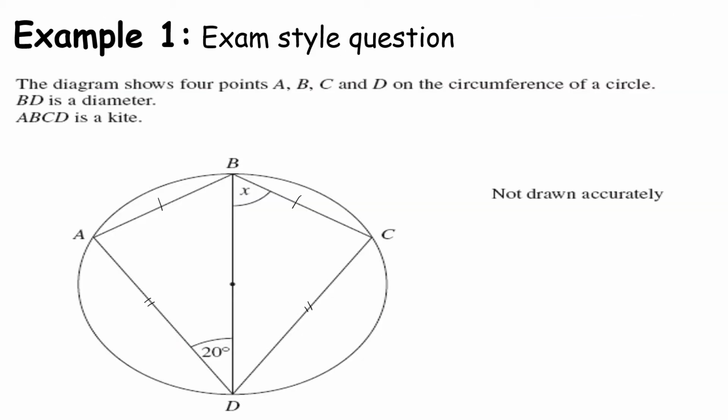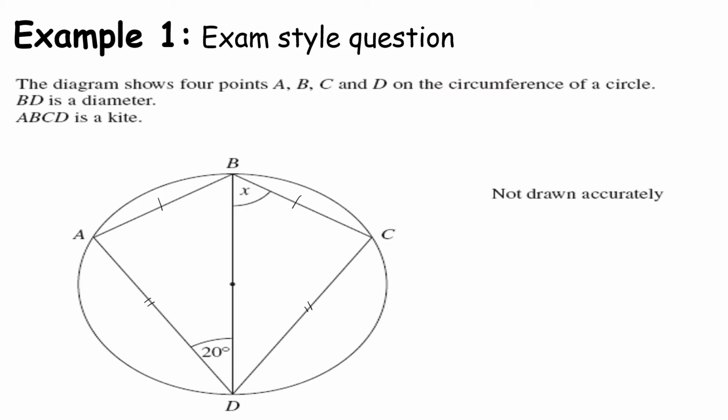Example 1. So this is an exam style question, so it didn't come from our exams, but it gives you an idea of how we can work with it. So a diagram shows 4 points, A, B, C, D on the circumference of a circle. BD is a diameter and ABCD is a kite. Now officially kites are not something that we study, but we do see them pop up, but they're well explained. So a kite is where two sides are equal, but unlike a parallelogram, they're actually sides beside each other, not across from each other.